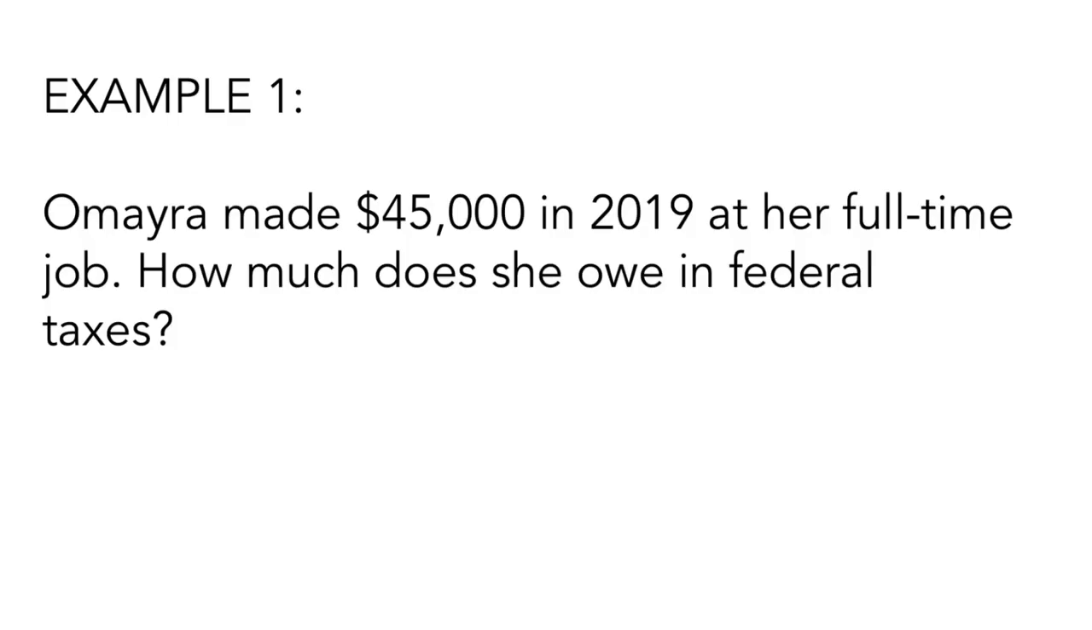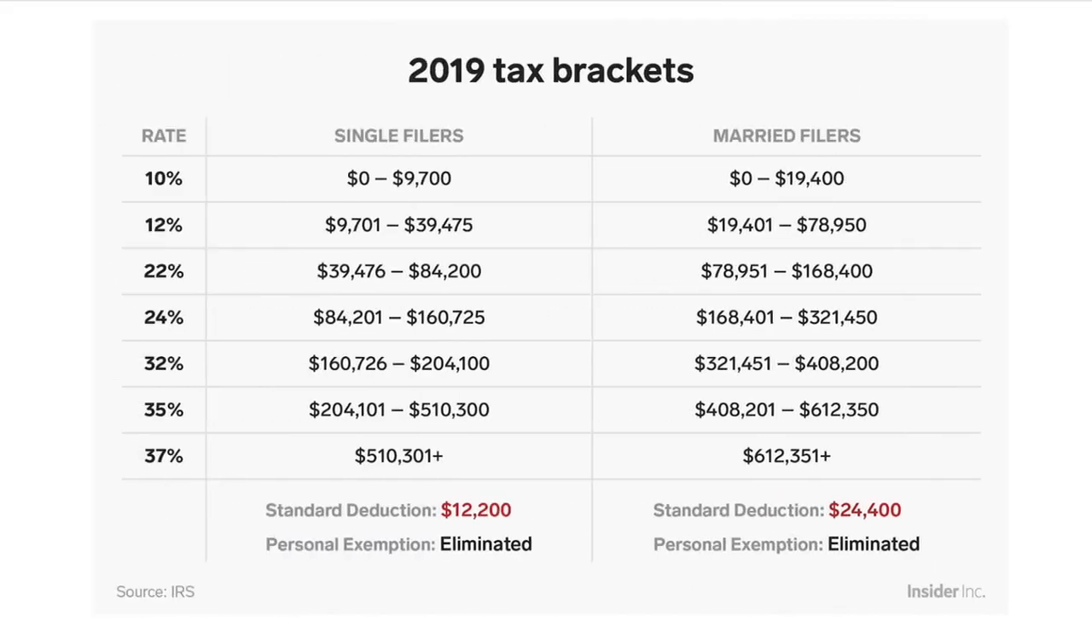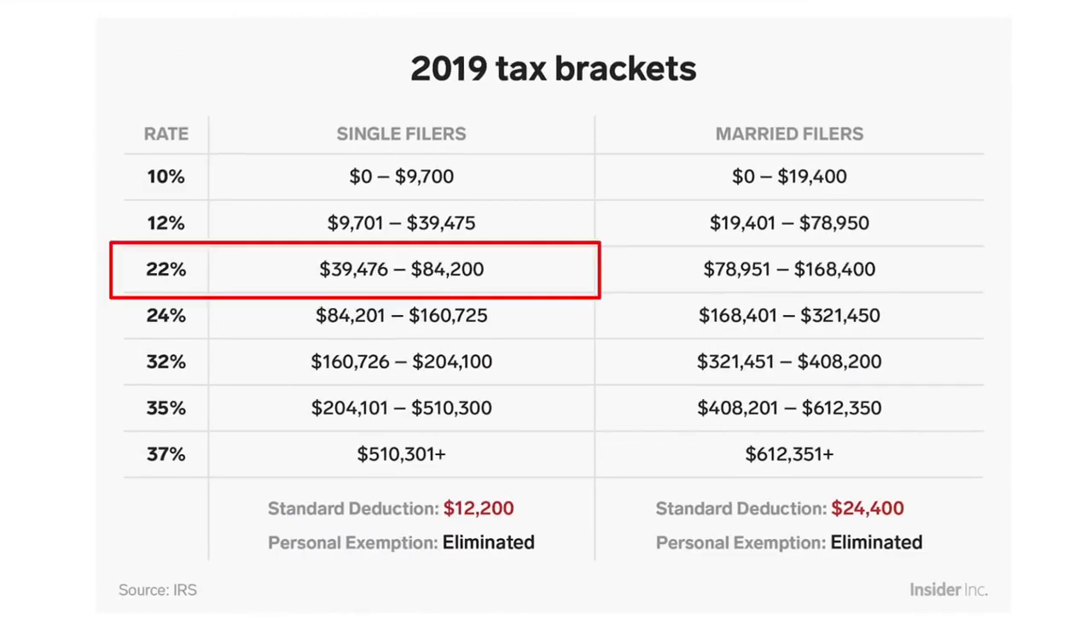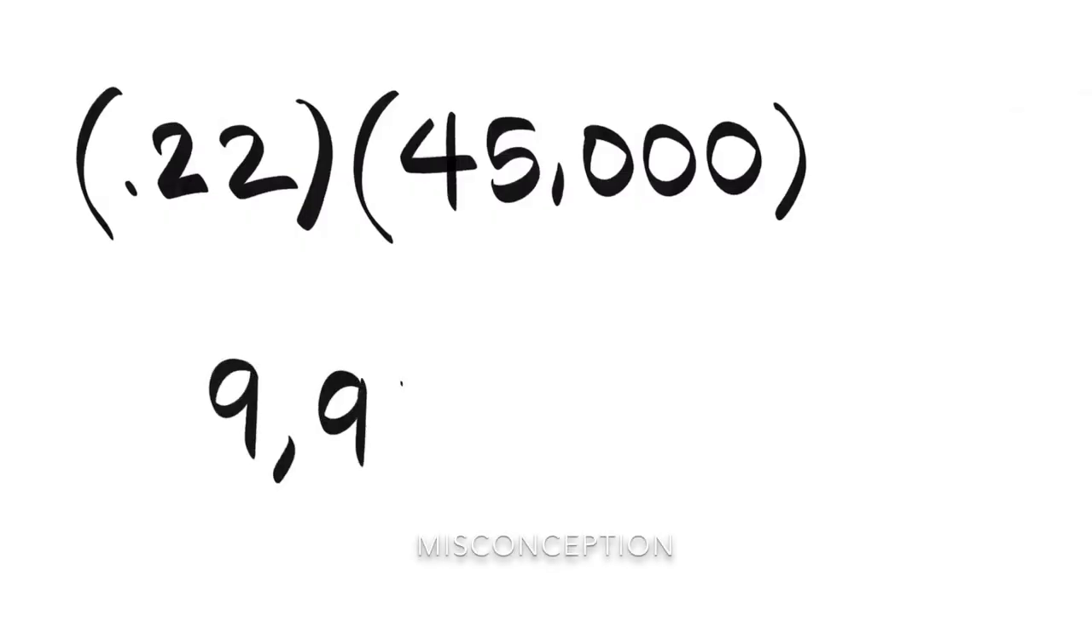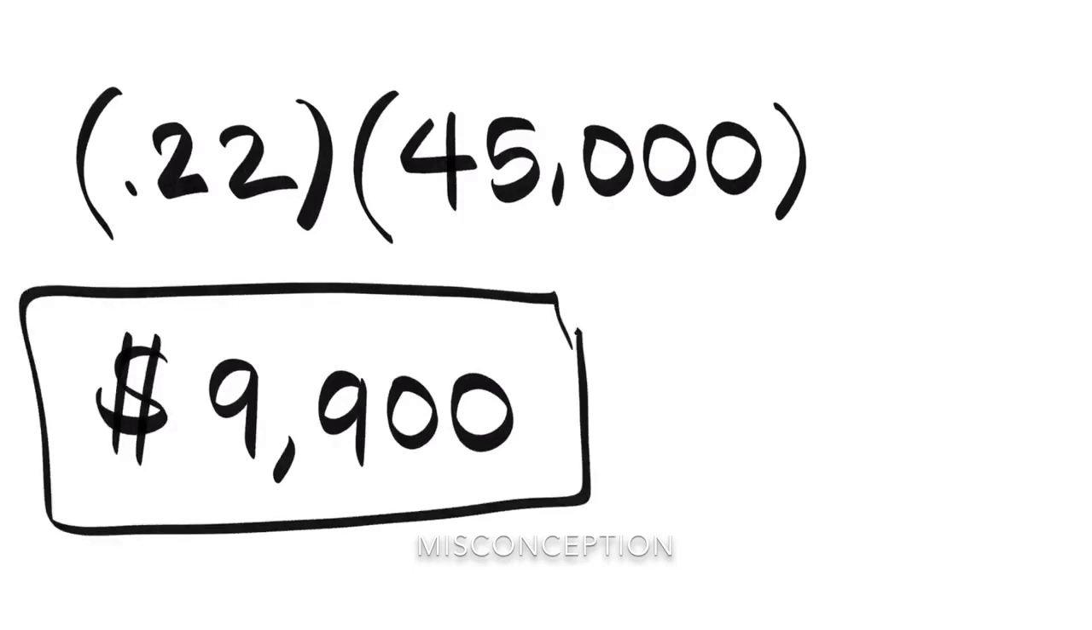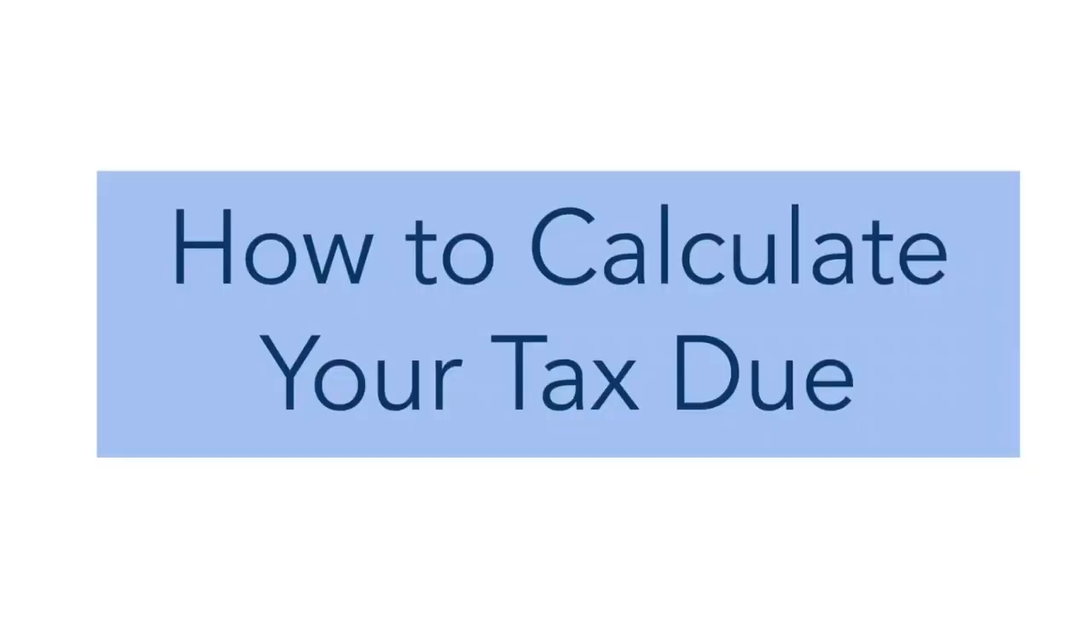Omira made $45,000 in 2019 at her full-time job. How much does she owe in federal taxes? Many people might look at the 2019 tax brackets and think that because she makes $45,000, she must fall in this bracket. So she would owe 22% of her income to taxes. So does that mean that she owes almost $10,000 in taxes? We can debunk this common misconception by learning how to calculate your tax due.